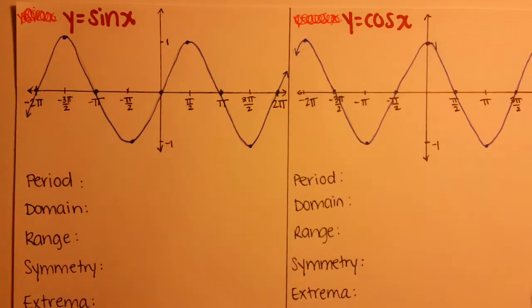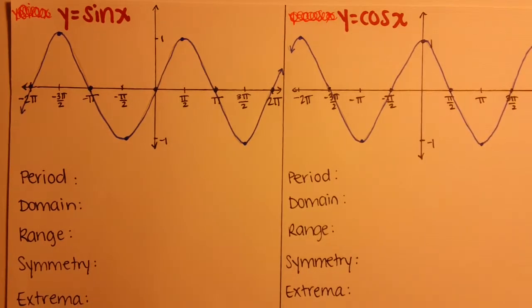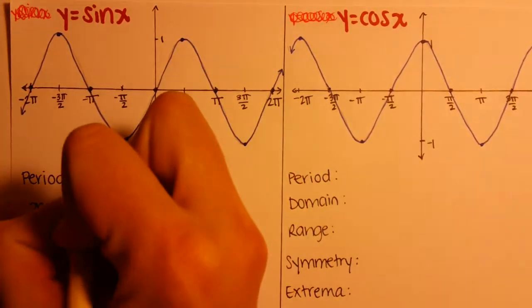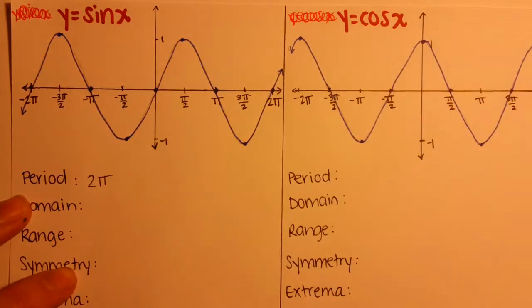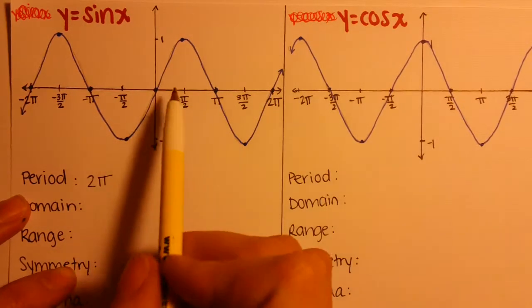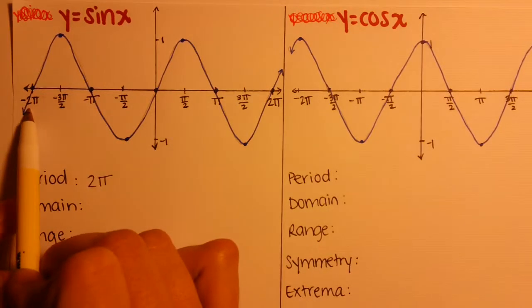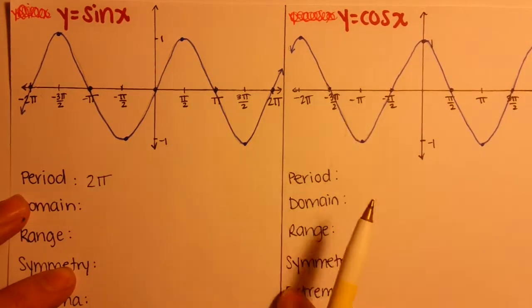So I have them graphed here, and as we can remember, our period of sine is 2 pi, and we're always going to graph two periods of our functions. So we have one period over here and one period over here. That's why it's scaled from negative 2 pi to 2 pi.